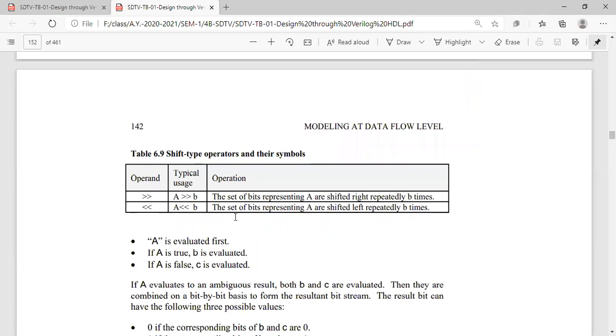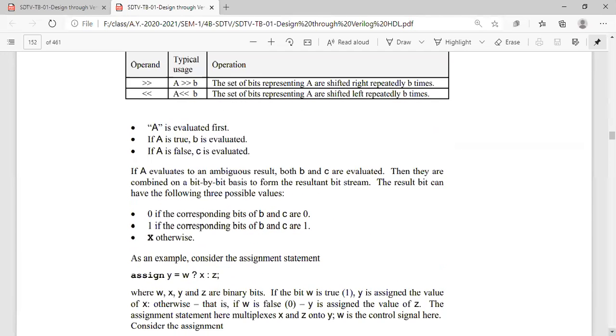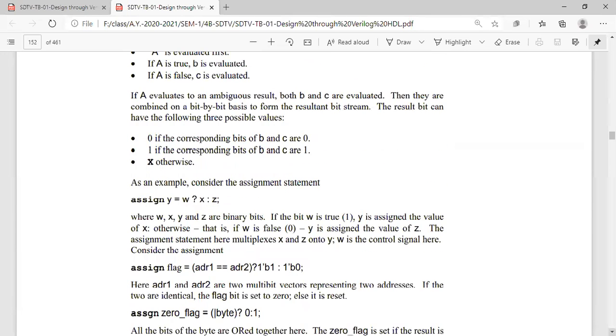You can see the right shift operators. A is shifted right by small b number of bits. A is shifted left by small b number of bits. Do you get it now? Shifting right and shifting left. The small b indicates the number of bits it has to be shifted. So this is the one.